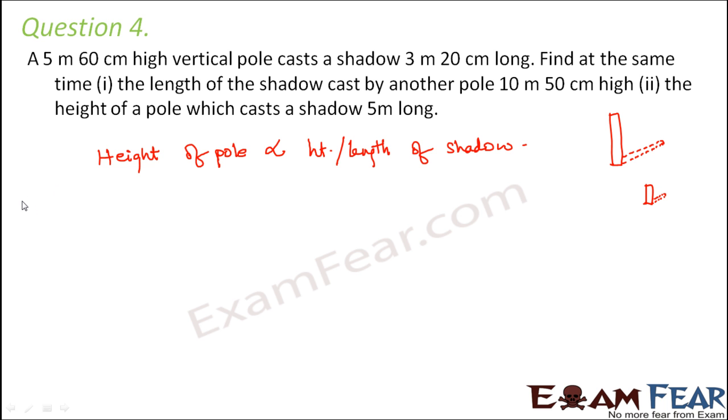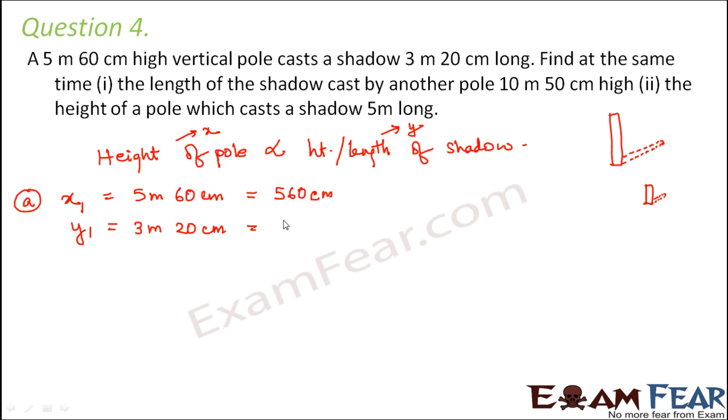So let us look at the first part of the problem. Let's say height of pole is represented by x and shadow length is represented by y. So x1 is given as 5 meters 60 centimeters, which is 560 centimeters because 1 meter is 100 centimeters. Similarly, y1, the shadow corresponding to this pole, is 3 meter 20 centimeter, which is 320 centimeters because 300 centimeters plus 20 centimeters.